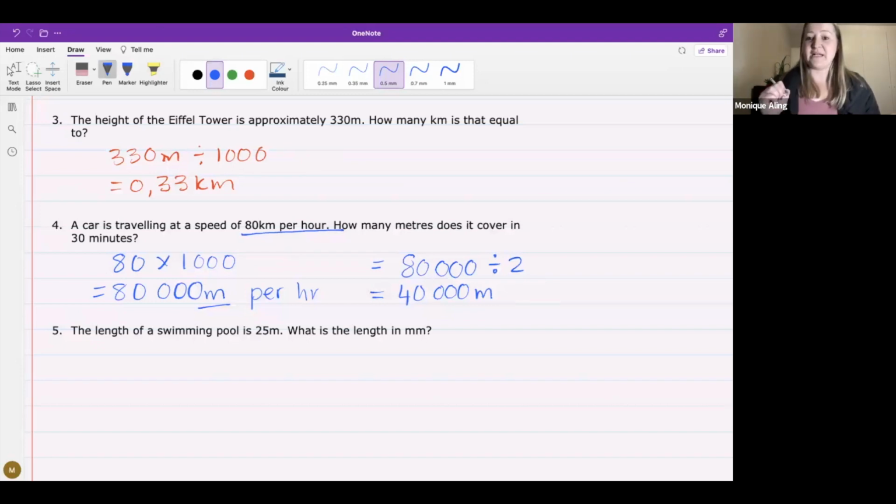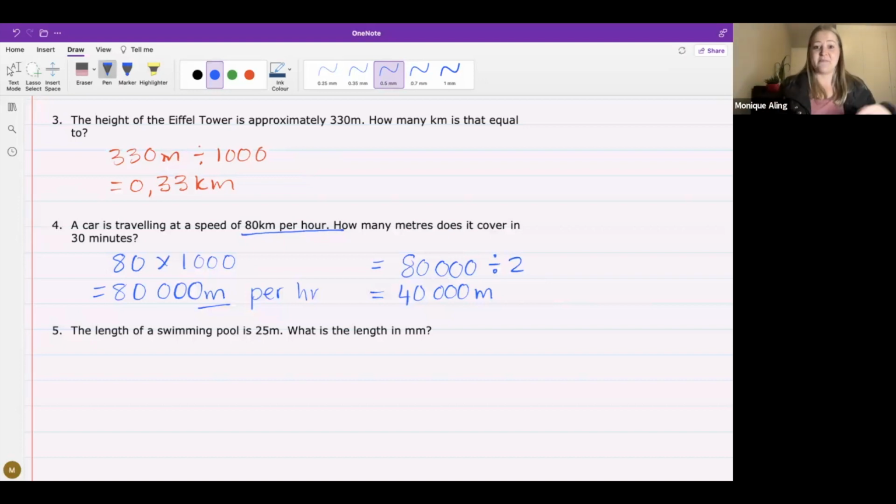Okay, so I know that one was a little bit tricky because there were 2 parts to it. So the car is traveling 80 kilometers per hour. How many meters does it cover in 30 minutes? So I first converted the kilometers to meters. So it's 80,000 meters per hour. But they want to know how many meters it covered in 30 minutes. So I divided it by 2.